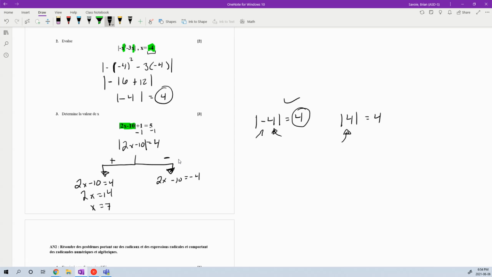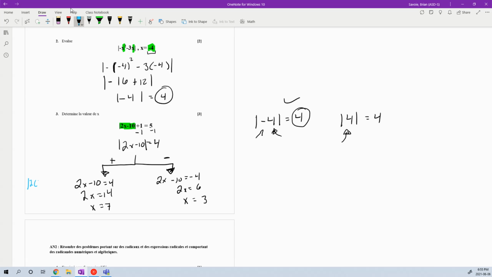Same thing over here. Like I said, same beats. Add 10, 2x is equal to 6. Divide by 2, x is equal to 3. So 7 and 3 are both valid answers. This question doesn't ask us, but I can just verify here to the side. So I'll just do this one right here where x is equal to 7.